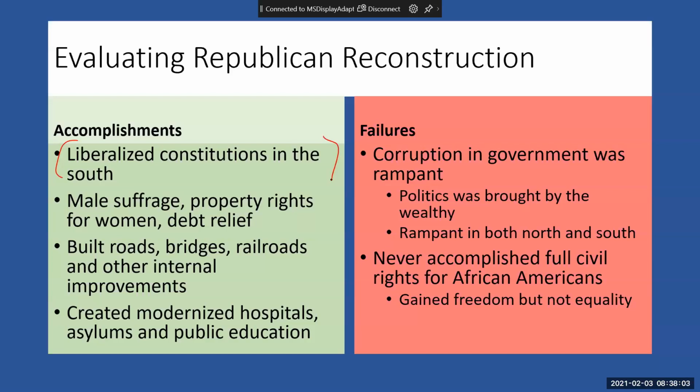Failures? Corruption was horrible. And as I just mentioned before, politicians were bought on a daily basis, both in the North and the South. And there was never really a full civil rights accomplishment that Congress was fully trying to do when the Civil War had ended. Basically, this left African Americans in a spot of limbo, right? They gave them the ability to vote, but they didn't really have any protections to help them secure that right in the South. So you're going to see for generations that this is going to be rampant.